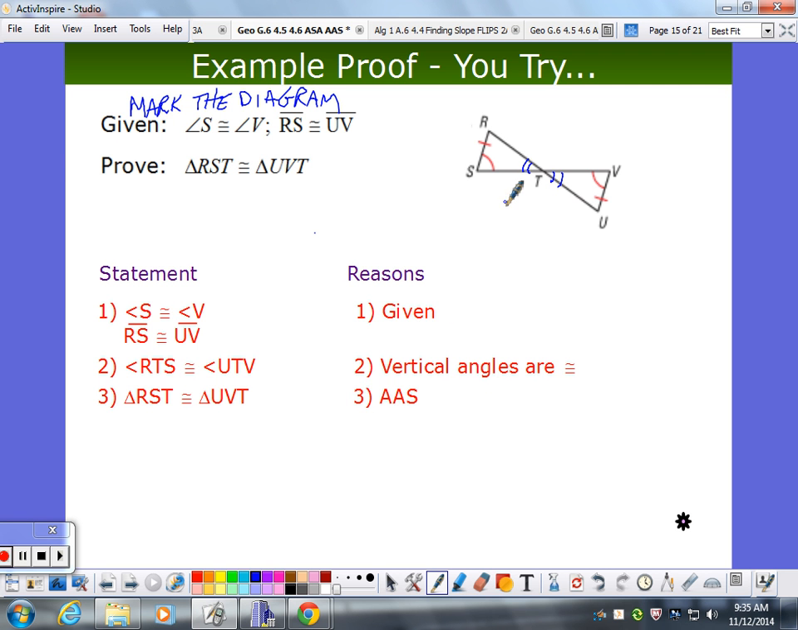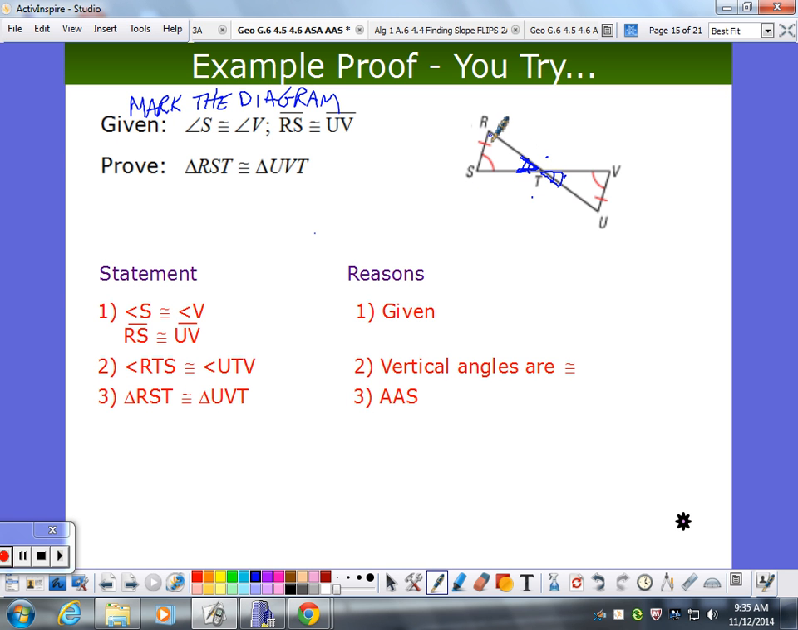Angle T. Which angle T? The problem is I've got an angle T here, an angle T here, an angle T here, and an angle T here. Now if you're saying it's this version of angle T and this version of angle T that are congruent, they are not the same angle, are they? Therefore, it's not the reflexive property.